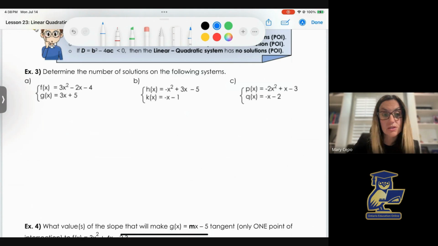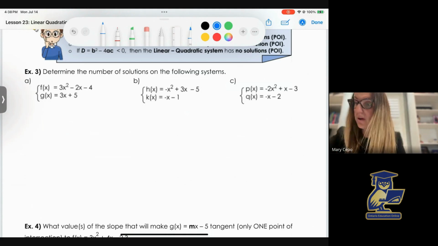Okay, so we're going to use the discriminant to determine the number of solutions of the following systems. Now notice in each system, we have a quadratic function and a linear function. In order to use the discriminant, you do have to set them equal to each other and then come up with that quadratic equation. Based on the quadratic equation, you determine your discriminant. A is always the number in front of x squared, b is the number in front of your x, and your constant is always c.